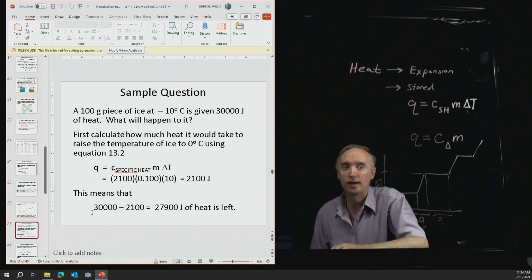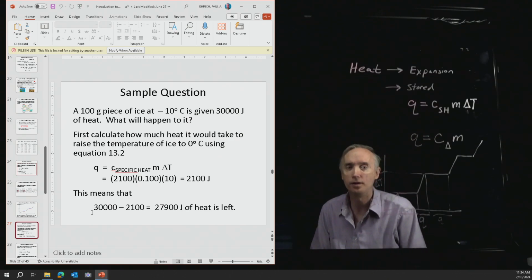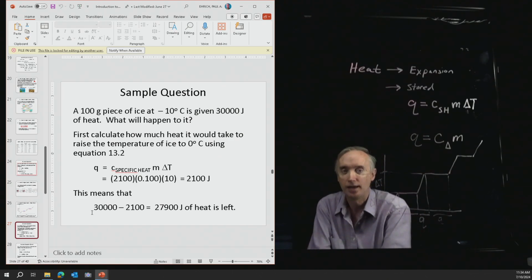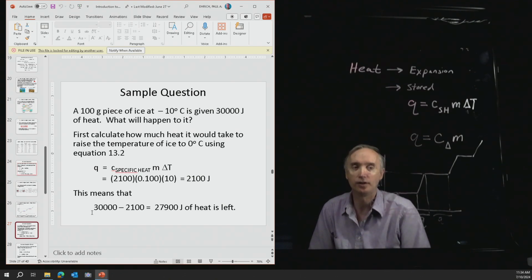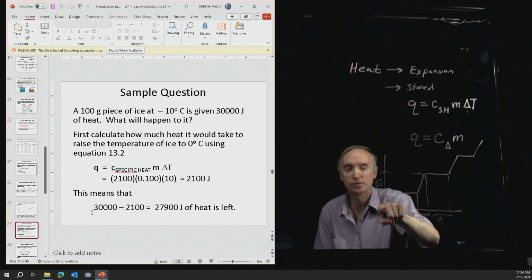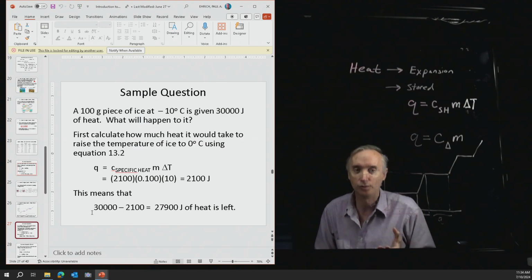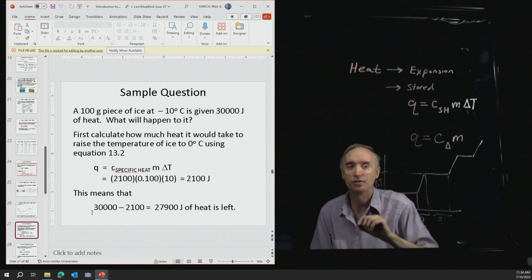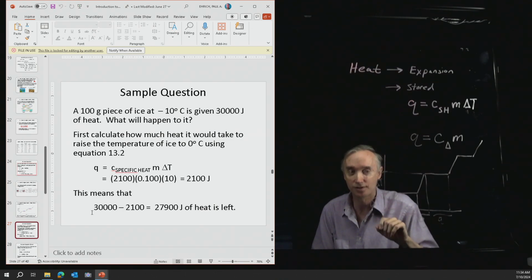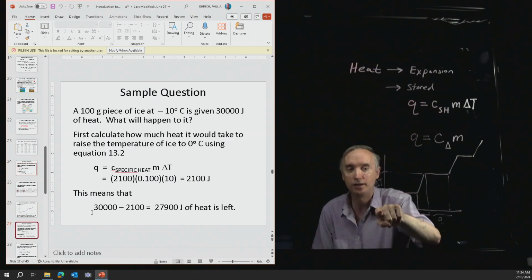So let's look at a sample question here. We've got 100 grams of ice, and the temperature of that ice is negative 10 degrees Celsius. Now we're going to give it 30,000 joules of heat. What is going to happen to it? Our first calculation is we're starting off with a temperature of negative 10, and what do we need to get it to in order to melt it? We've got to get it up to 0. So therefore our change in temperature is going to be 10.